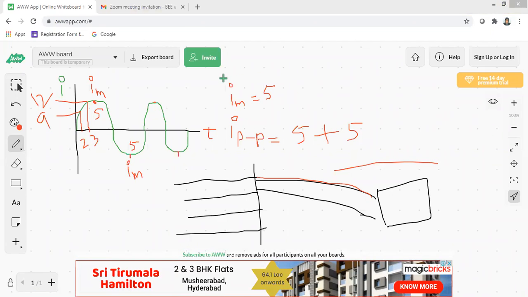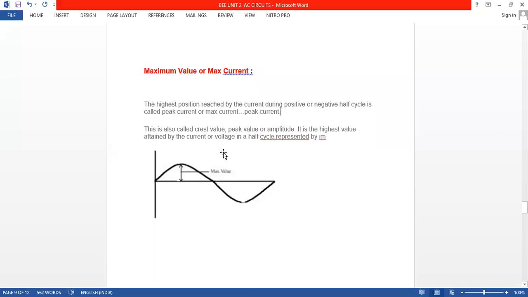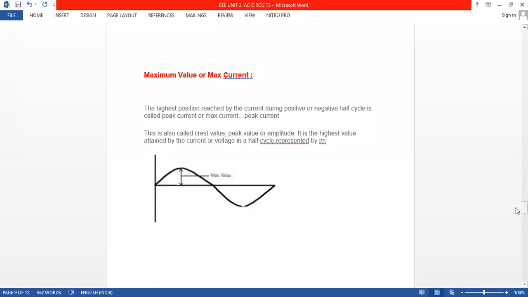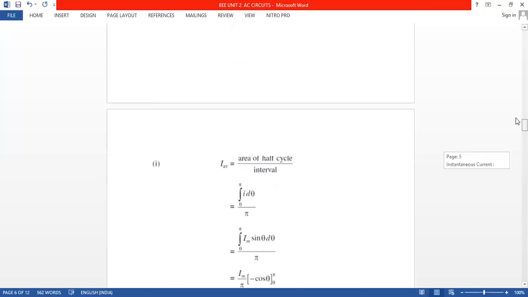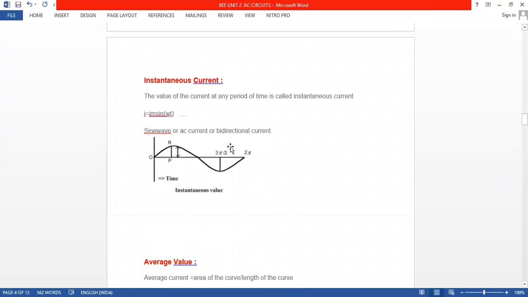Peak current is perfect, no? Now we move to the next definition, which is instantaneous current. What is the definition of instantaneous current? Read this one, anyone. The value of the current at any instant is called instantaneous current. What is the use of this instantaneous current? I will tell you. Instantaneous current is used only for the mathematical formula representation of AC current.